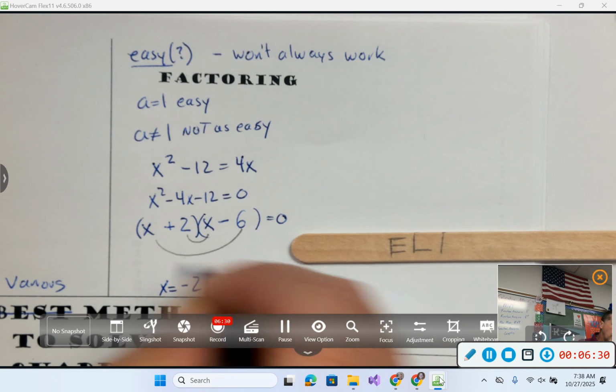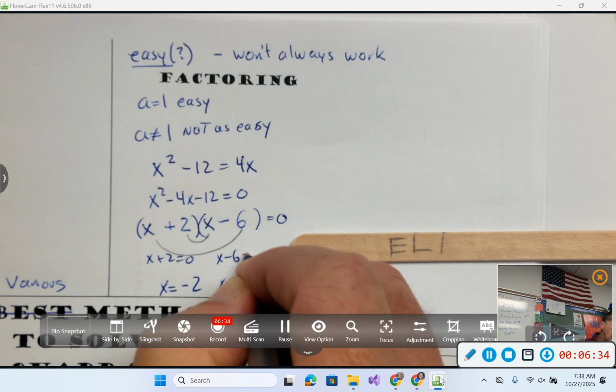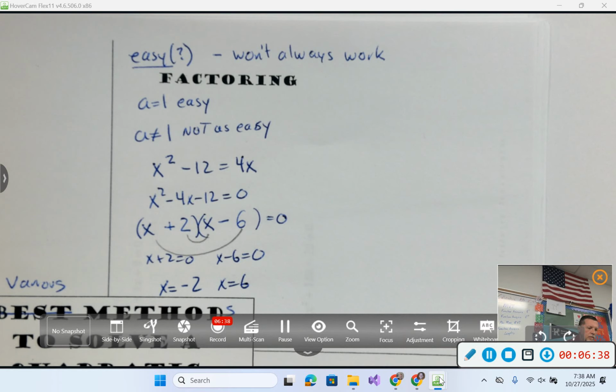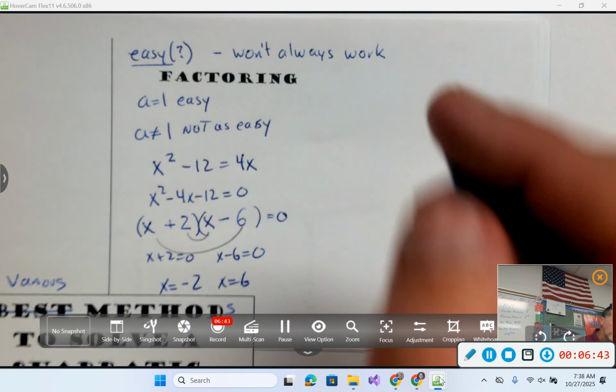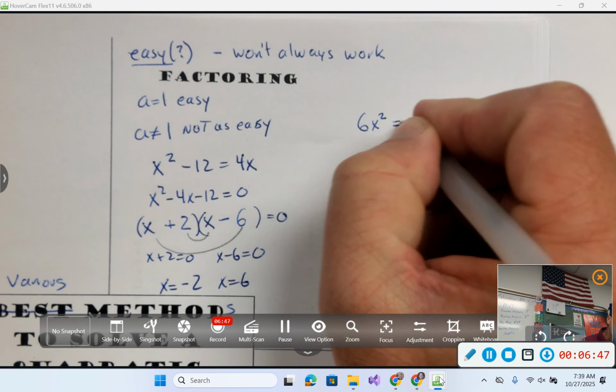Good. The missing step that most of you don't show, which is fine, is setting both of those factors equal to 0. So if you can factor, factoring is easy. If you can't factor, then you're kind of stuck spinning your wheels. Let's do one more factoring.